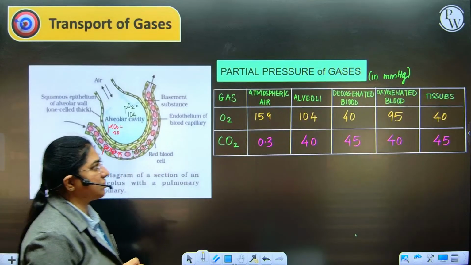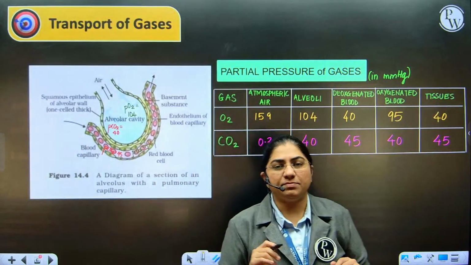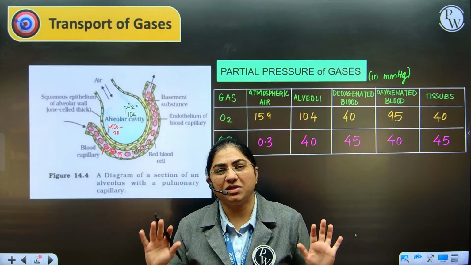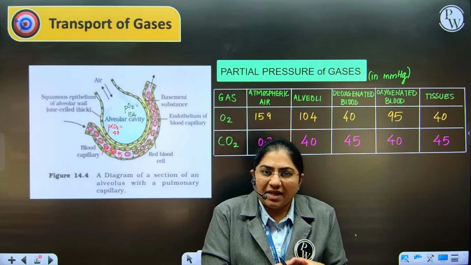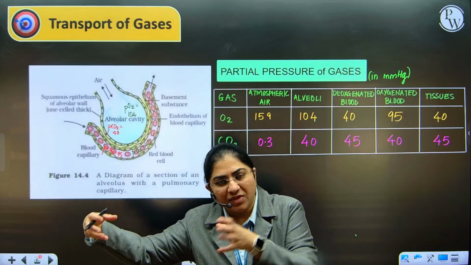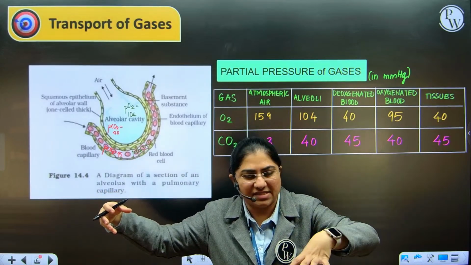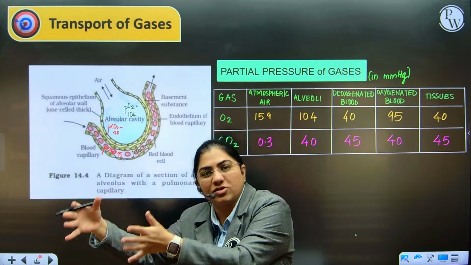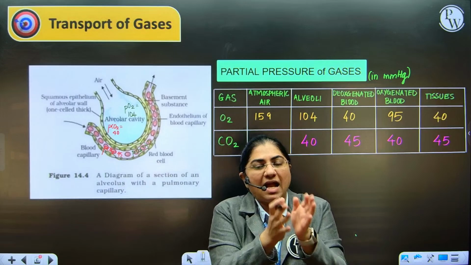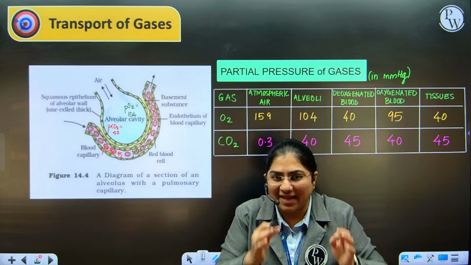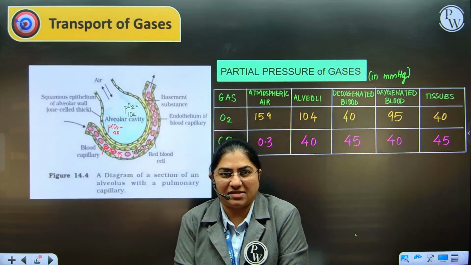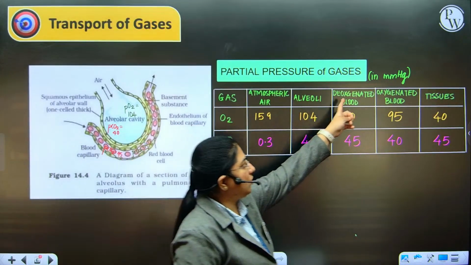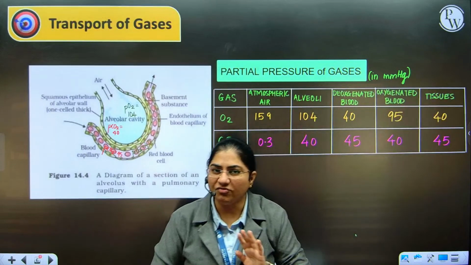The first one, partial pressure of gases. Now, what do we mean by partial pressure of gases? When we are talking about our atmospheric air, it is nothing but a mixture of gases. That air has a particular pressure. If air is made up of multiple gases, every gas will exert its own pressure, contributing to the pressure of air. So that pressure of a particular gas in the mixture of gases is nothing but the partial pressure of gases, which we denote in millimeters of mercury.